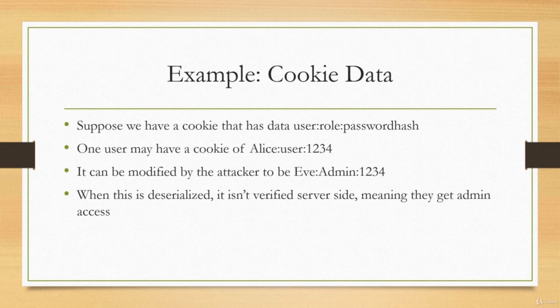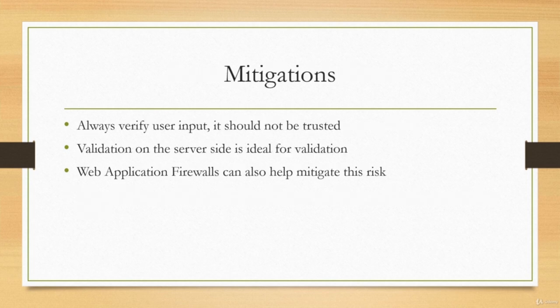When the server receives this and deserializes it, it won't be verified server side, because we're assuming that the server is trusting the data. In which case, it will see that an admin is trying to make an action, and it will accept it because an administrator will have the ability to do that action. Which will mean that they'll get admin access without actually having an admin account. So this is a very common way that object deserialization might be used to exploit a system to do an escalation of privilege.